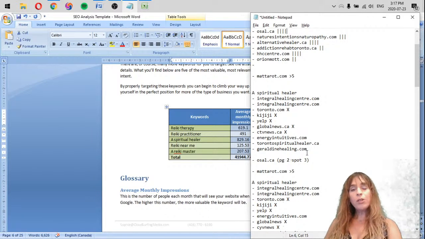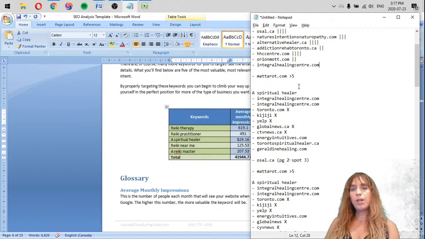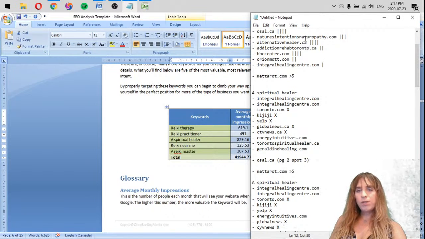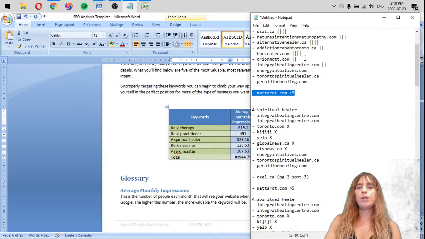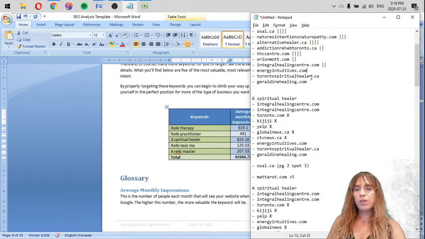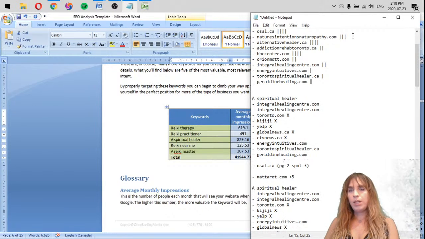Spiritual healer, Osal did not turn out on top for spiritual healer. I guess Osal does not bill themselves as such. Okay, so integral healing actually twice in the same search, which is kind of interesting. And we'll just paste these, and we just know that Matt has not shown up anywhere, so really not worth addressing. Okay, and that's actually going to skew the results if I put them in twice, so I'm just going to mark them once.